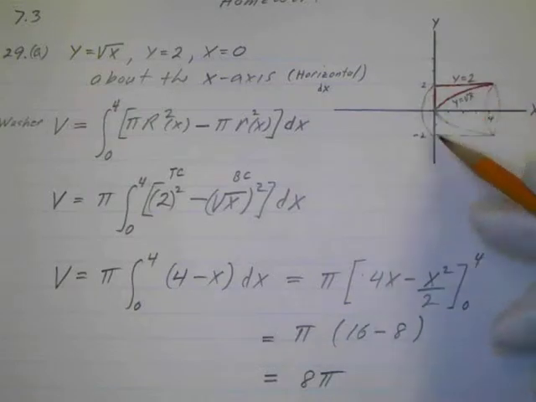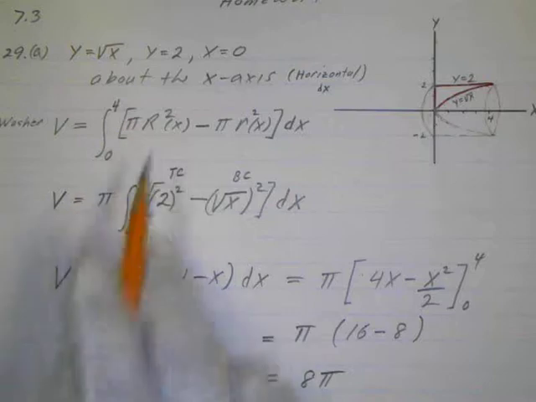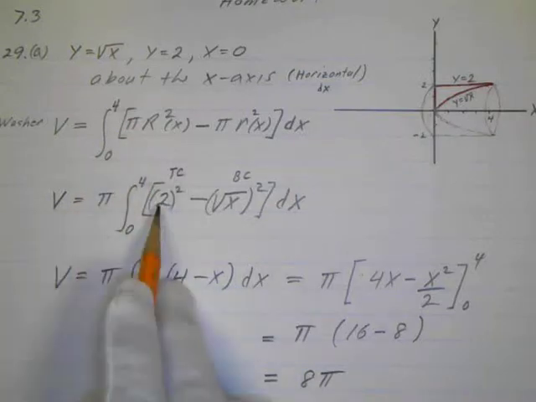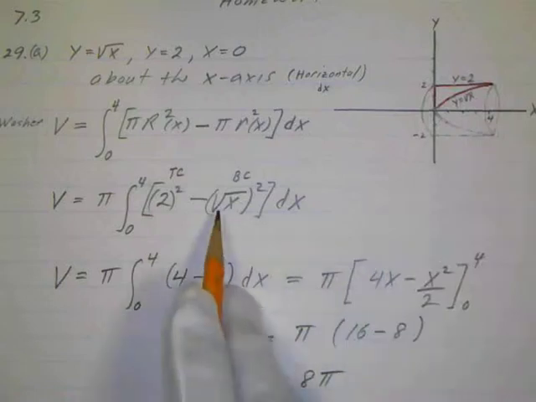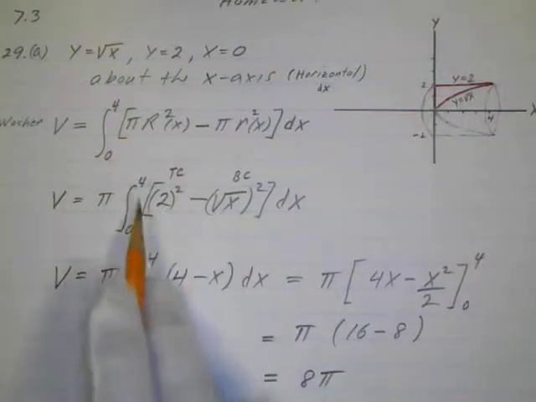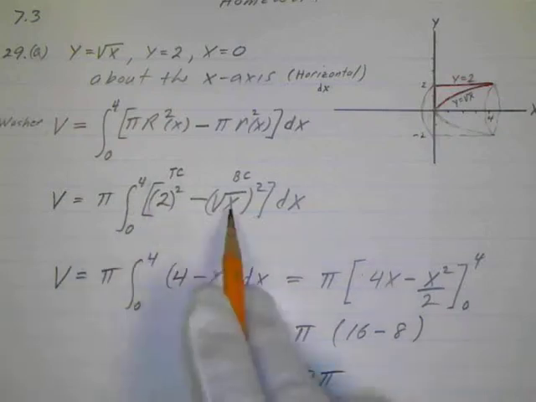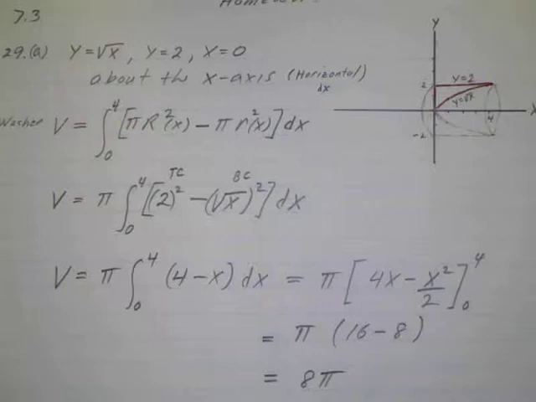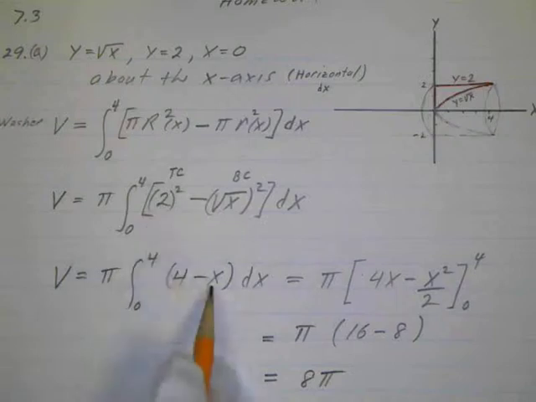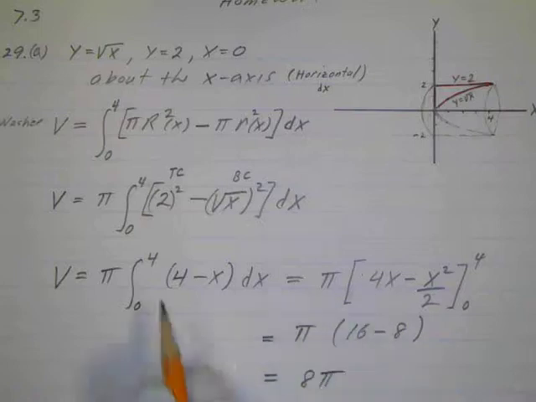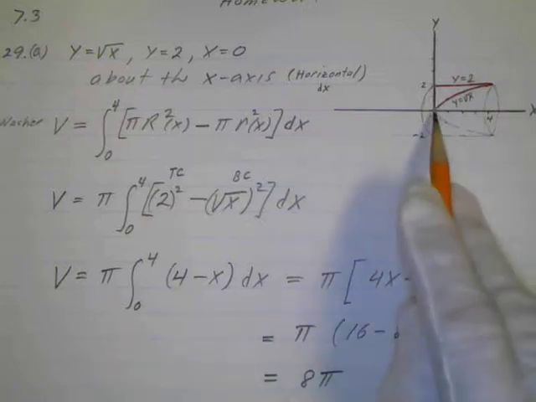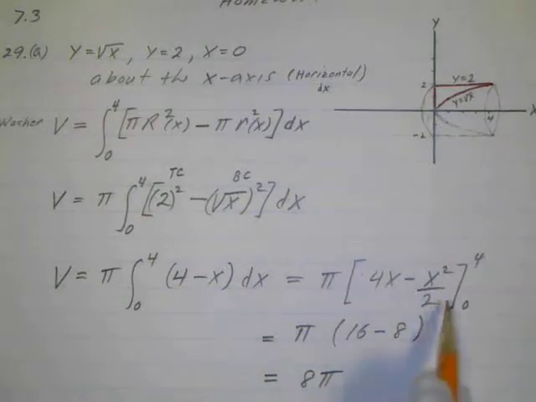Again, it's like we're taking the whole volume of this cylinder, which would actually be 4 pi times 4 because we have this height. So that would be the area times the height. And then we're going to subtract this, which is constantly changing. So we have volume equals pi times the integral from 0 to 4 of 4 minus x. 2 squared is 4, and the square root of x squared is x. And then we just take the antiderivative, which is 4x minus x squared over 2, and again, we take these disks from 0 to 4. Then 4 times 4 is 16, 4 squared is 16 divided by 2 is 8. So just 8 pi.